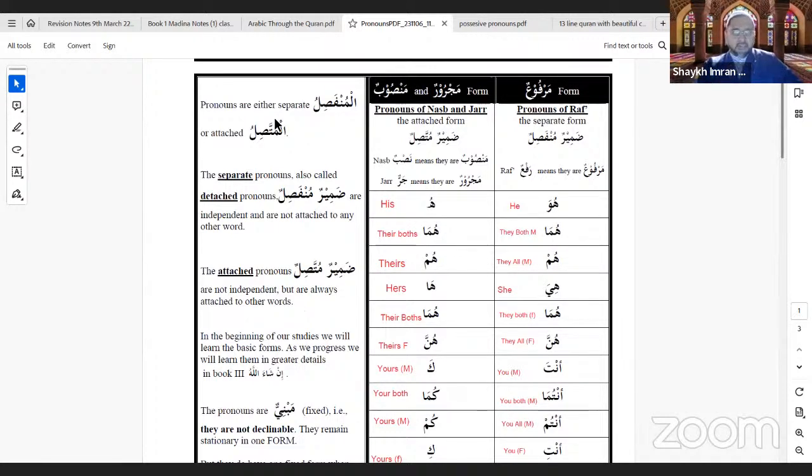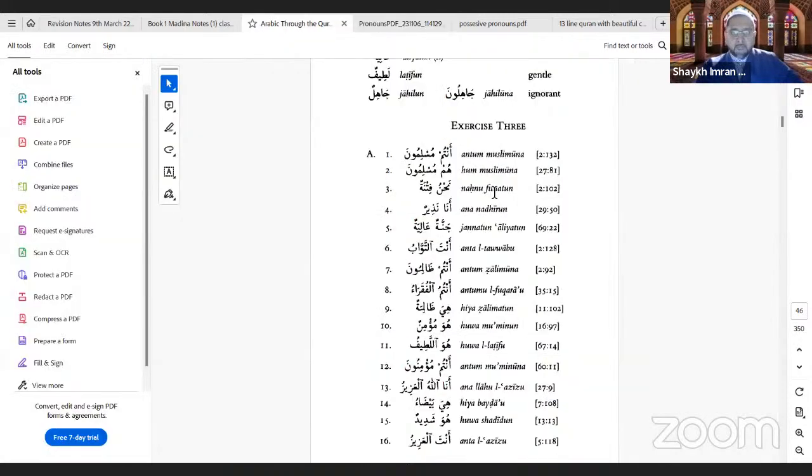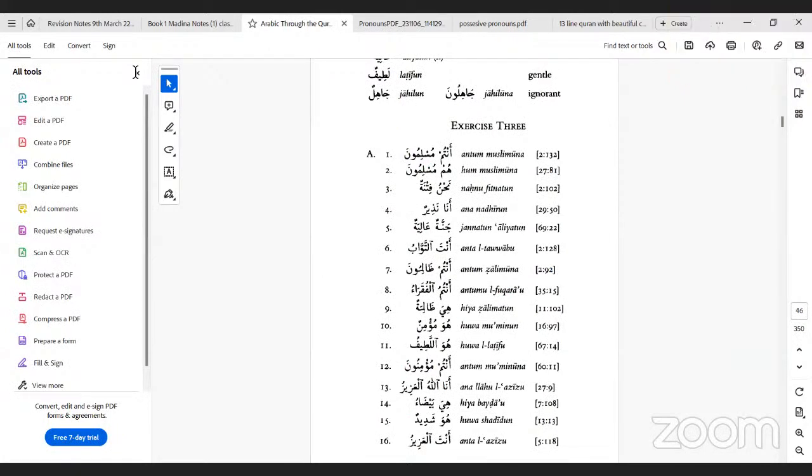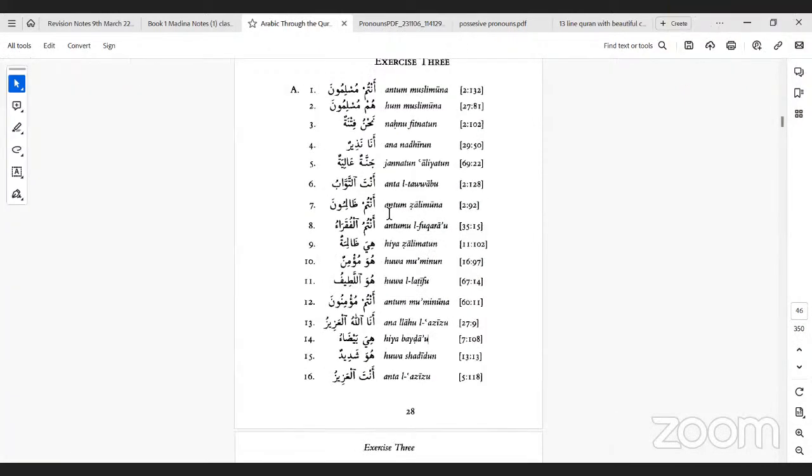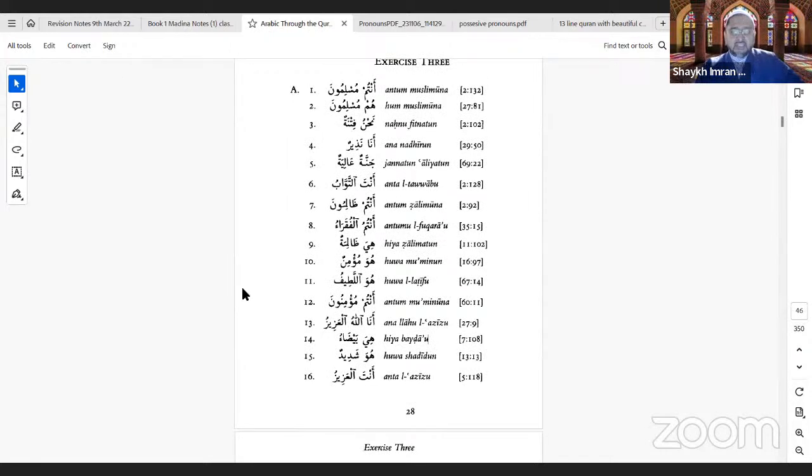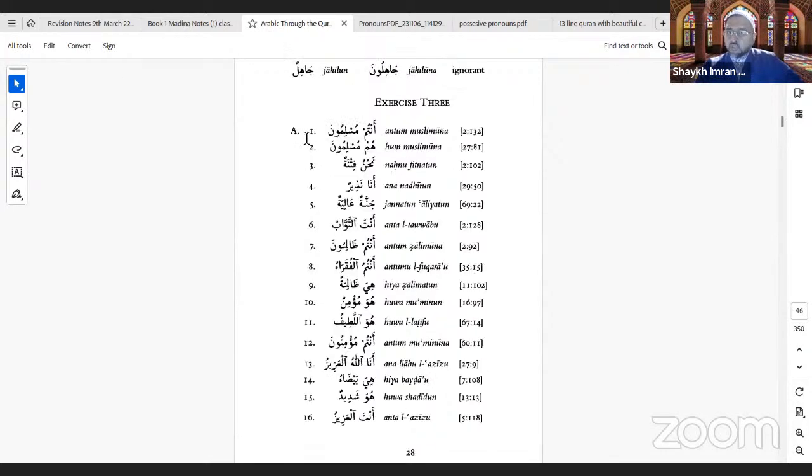The reason for it is this, for example, I will show you over here. Can you see the screen? Can you see the change of screen on my screen? Yes, we can. Now, these are ayats of the Quran. Antum Muslimuna. I'm continuing from last session.